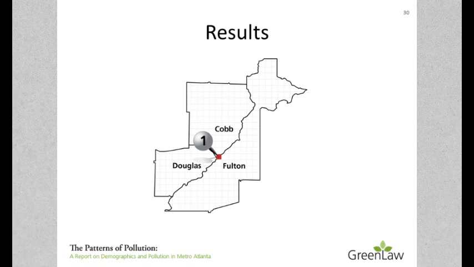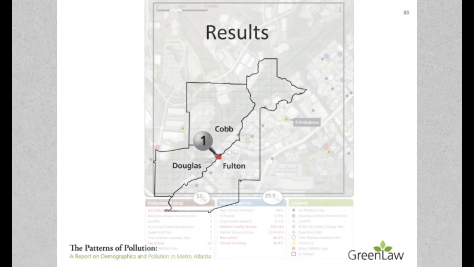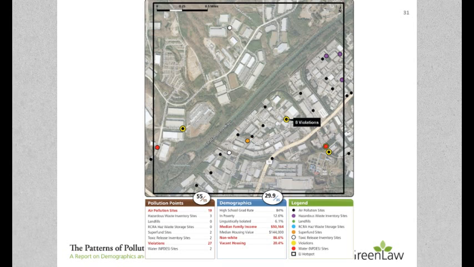The #1 environmental justice hotspot is located right here at the intersection of these 3 counties, Fulton, Douglas, and Cobb. And this is one of the Southeast's largest warehousing and transportation centers, and it's along a street called Fulton Industrial Boulevard. What you're looking at now is a sort of aerial view of this block that we've identified as the #1 environmental justice hotspot block. If you look down at the bottom of the map, you can see the pollution point makeup and the demographic makeup.